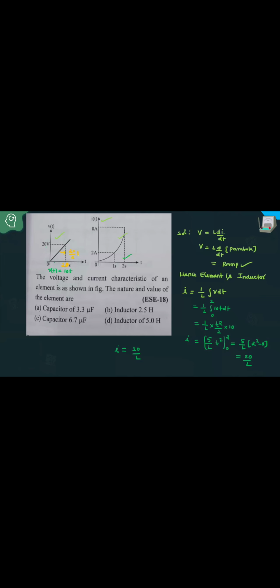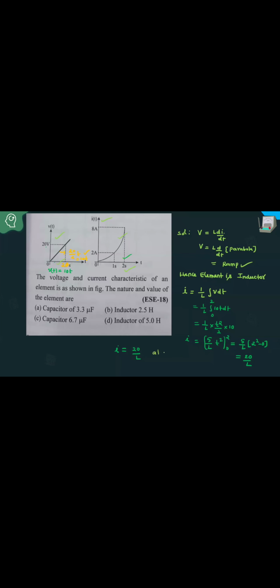20 by 2 into t. This is 10t. Correct? Now is it okay? Because current is given for 2 seconds, the voltage variation also you have to take for 2 seconds. It's not 2.5 seconds, it's 2 seconds. Then it is 20 by L. This is 20 by L.